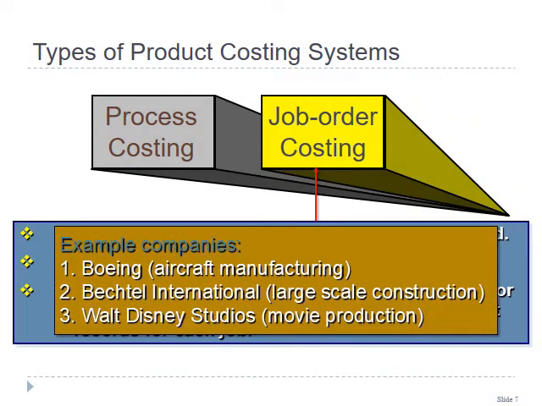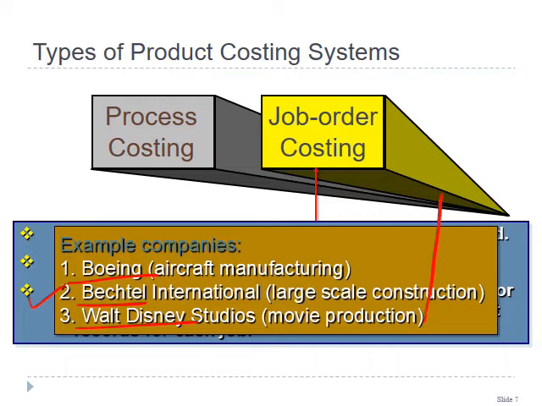job order costing? Companies that may benefit from using job order costing systems include Boeing, Bechtel International, Walt Disney. Boeing is an aircraft manufacturer. Bechtel is perhaps the largest international construction company. The company works on huge projects that are unique to customer needs, while Walt Disney Studios produce movies.